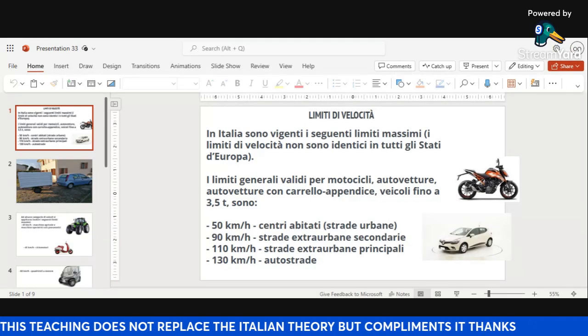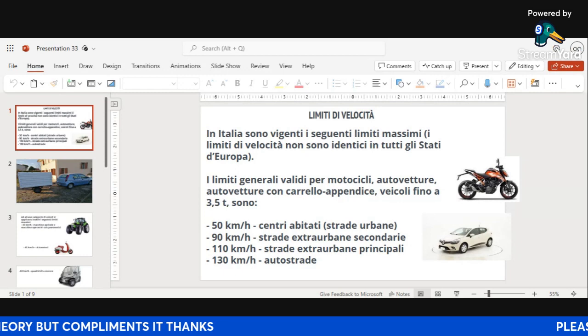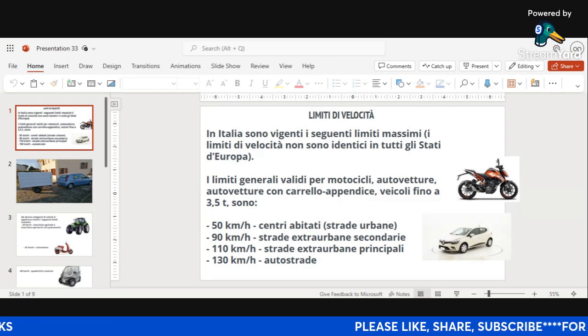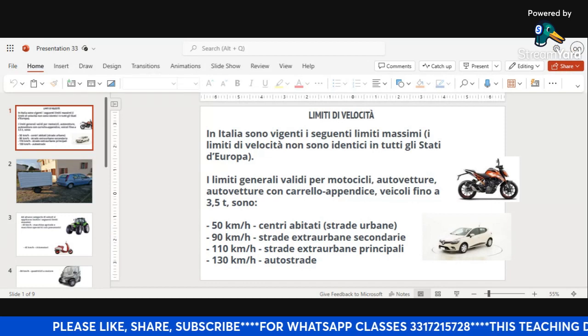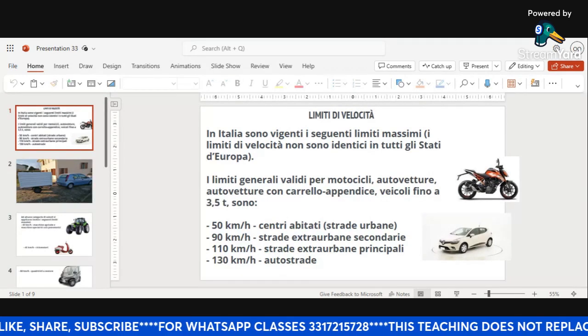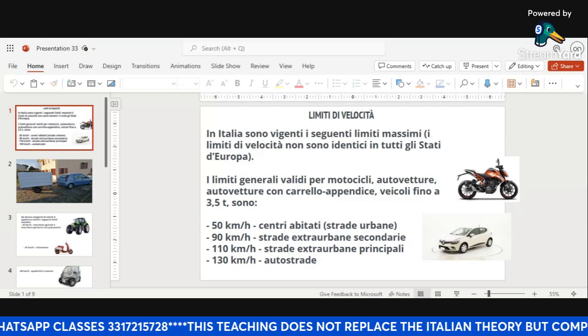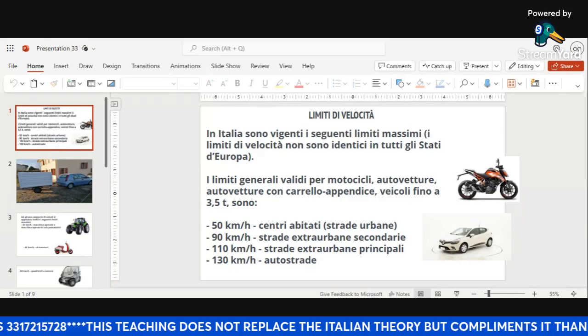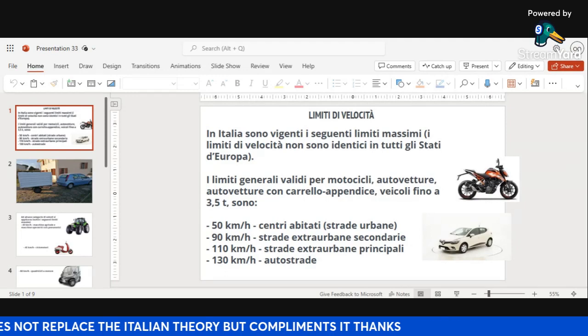We'll be seeing the general speed limit that we have in Italy, who it is applied to, and of course those that have a different speed limit, and the particular places where these limits are applied, like for example strada principale, secondaria. And in cases whereby it rains, or maybe snow or other weather conditions, what are we supposed to be doing? We'll see these things in this video.